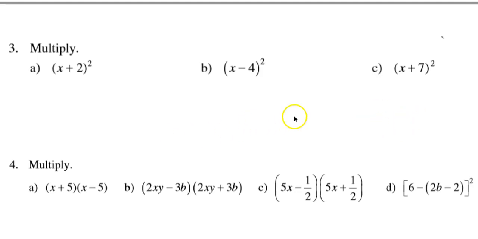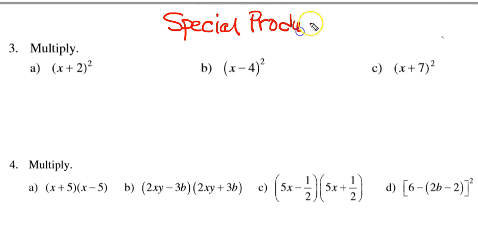Now, these next two are in the area called special products. Now, why are they special? Well, we're going to basically do a modified FOIL on them, but they're done a special way. And we mentioned this before. This is squaring a binomial. So we'll do this one together.